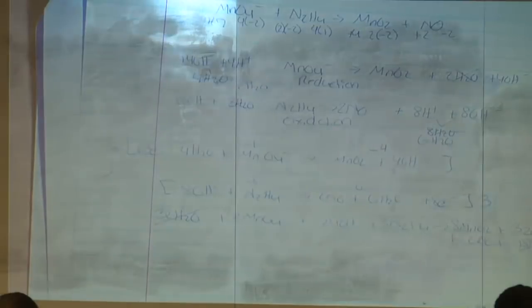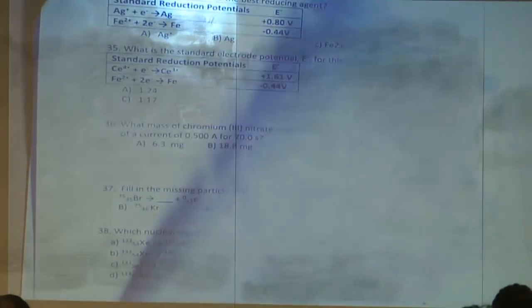There's going to be no H2O on this side, and there should be 14 H2O plus 8 MnO4 minus plus, going to clean up the OH. There's going to be no OH on this side, and there should be 8 OH on the right. MnO2 plus 8 OH plus. Okay. Now this problem asks for the coefficient of MnO4. Coefficient of MnO4 is 8.